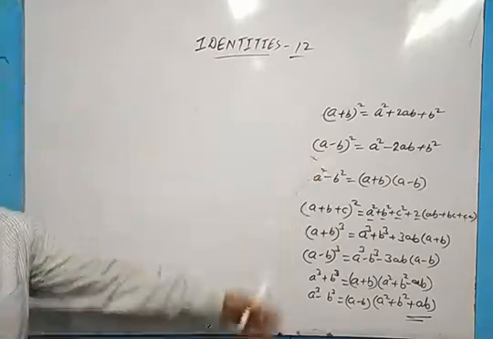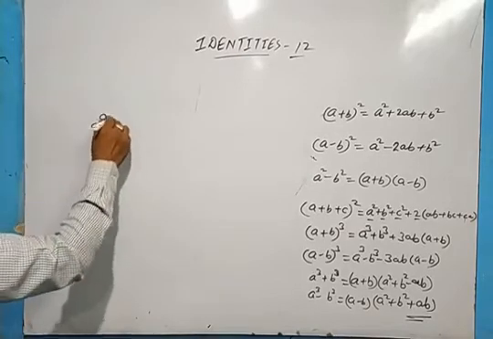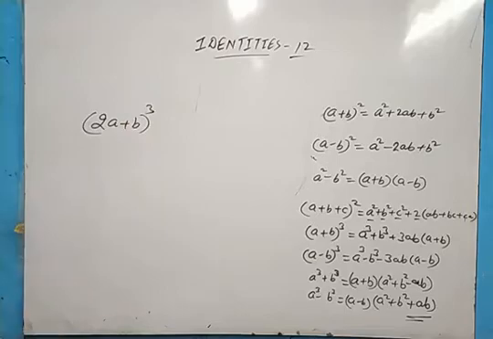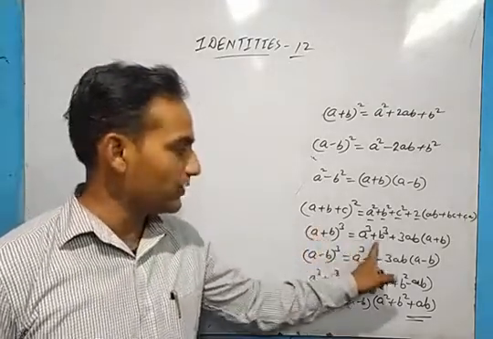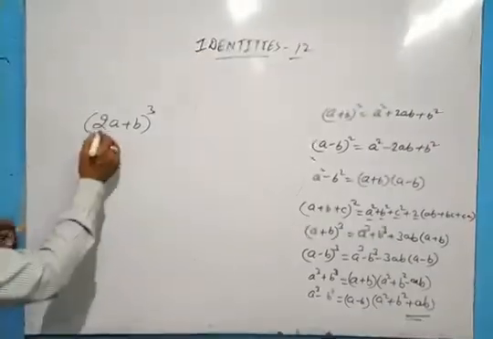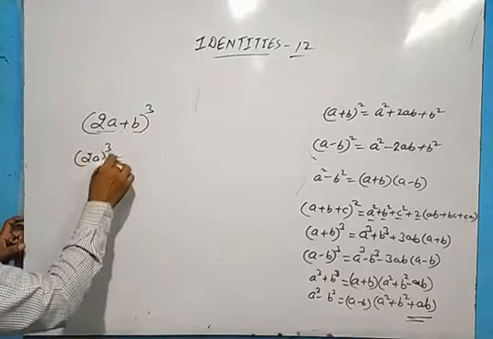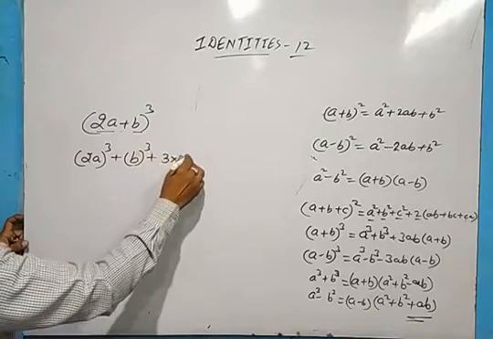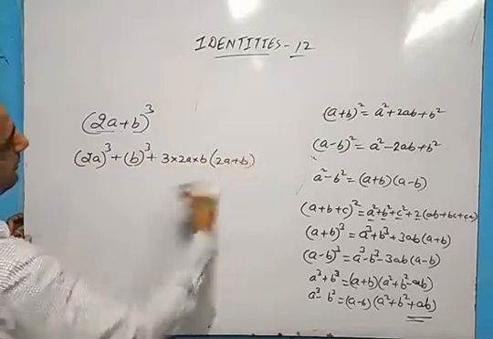Now, formulas based on these cubes, we have to expand it: (2a + b) whole cube. If you know the formula, (a + b) whole cube is a cube plus b cube plus 3ab in bracket (a + b). So a cube means first term cube, b cube means second term cube, 3 into a into b in bracket (a + b).